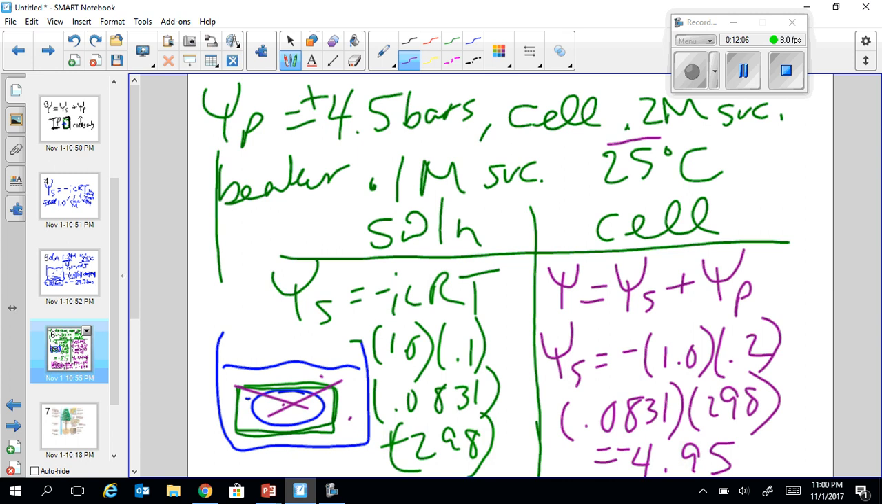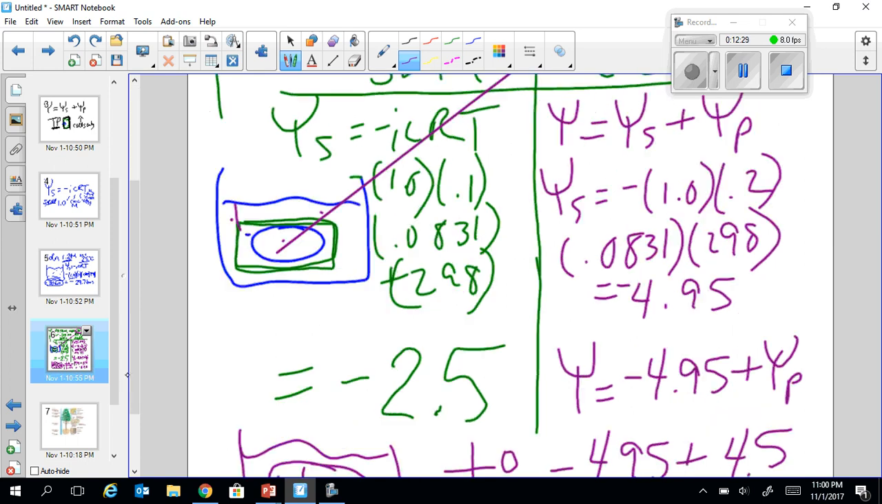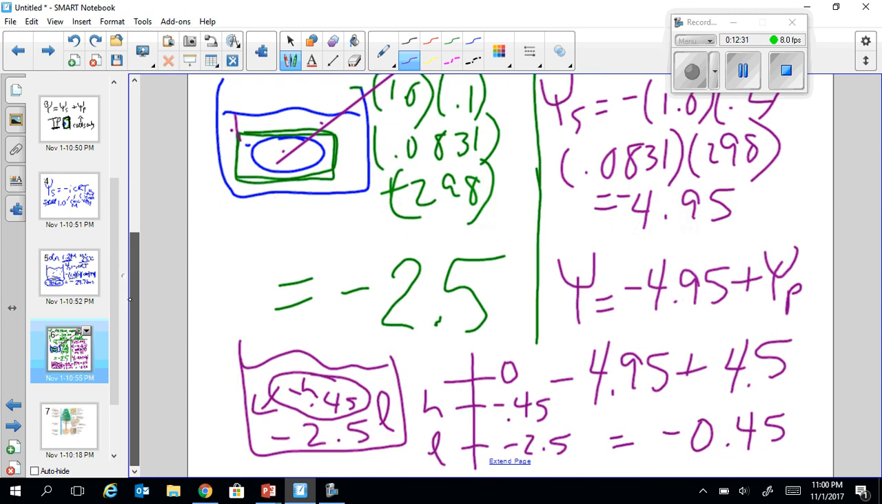Sorry, it's making these goofy lines there. But you see what I'm trying to show. 0.2 is what there was inside of the cell, and 0.1 is what there was outside of the cell. So if I just thought about hypertonic and hypotonic solutions, I would have expected water to go into the cell. But this is where biology is so important. The pressure within that cell wall was exerting so much that actually water is going to push out of the cell.